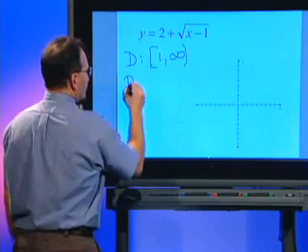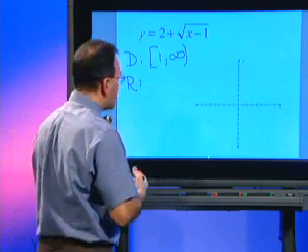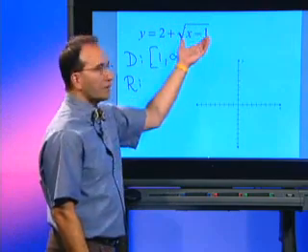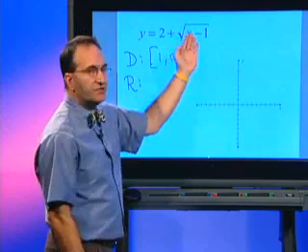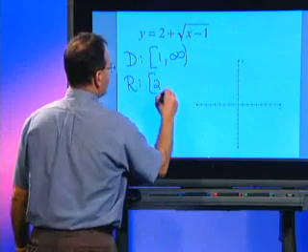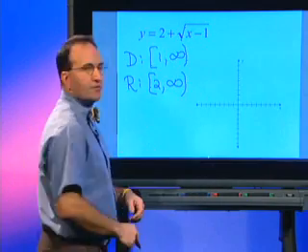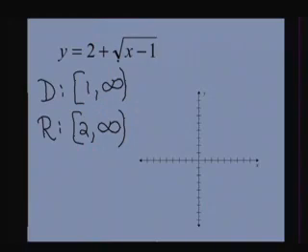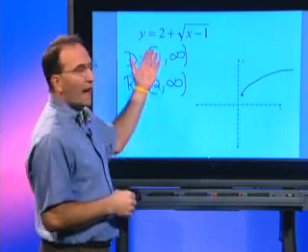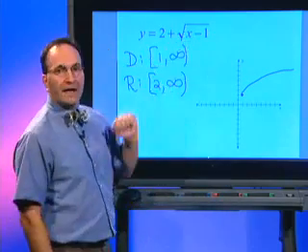For the range, of course, the range is all of the numbers that we can get out of this, and given that this particular portion of our function is going to be 0 or greater, that means the range starts at 2 and also goes through infinity. So for the graph, we start at the point (1, 2), and then draw going out to infinity. All right, so that's the graph for y equals 2 plus the square root of x minus 1.